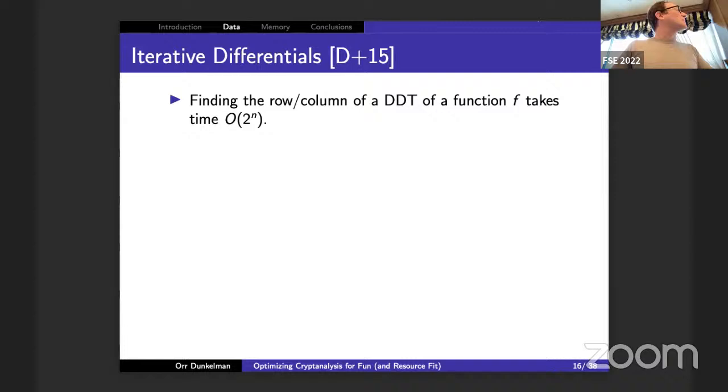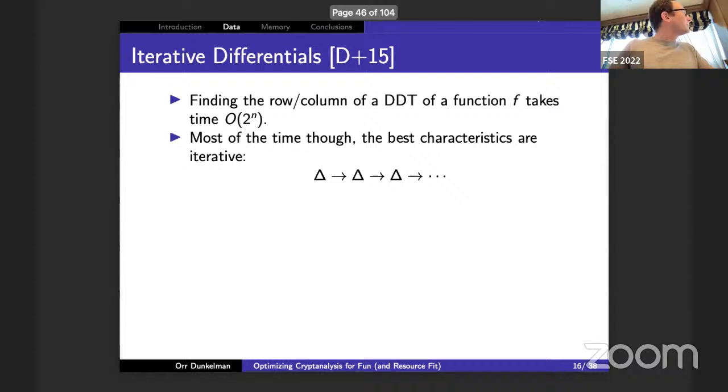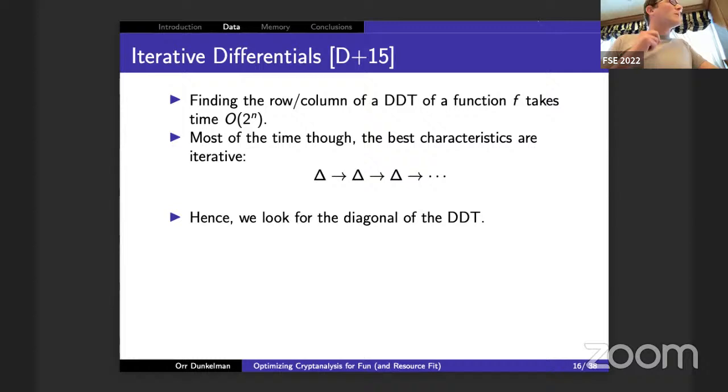So to compute the row or column of the difference distribution table, you can do it very easily in time 2 to the n and memory 2 to the n, or you can do it memoryless if you do some tricks there. Now, at the end, if you look at many of the schemes that we're breaking, most of the time, the best characteristics are either iterative or very close to iterative. So I'm going to discuss how to find iterative ones. Finding something which is close to iterative can also be done using simple ideas like that. So what we're trying to do is look at the difference distribution table and, instead of looking at the row or the column, try to capture the diagonal.